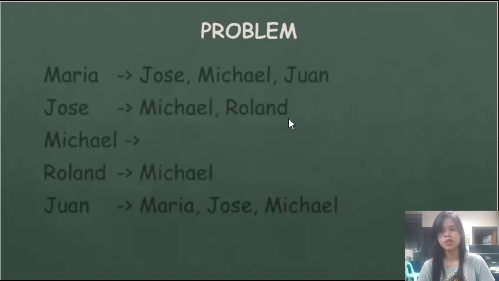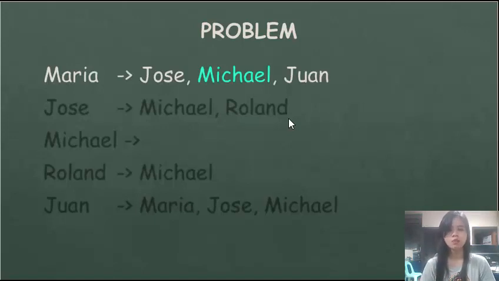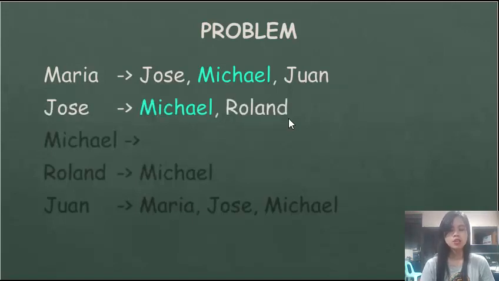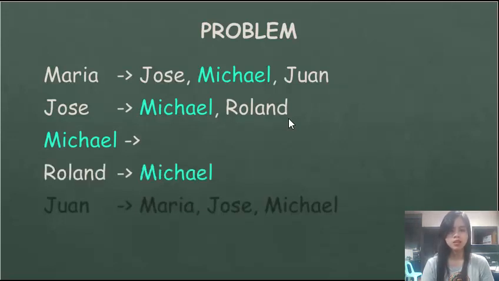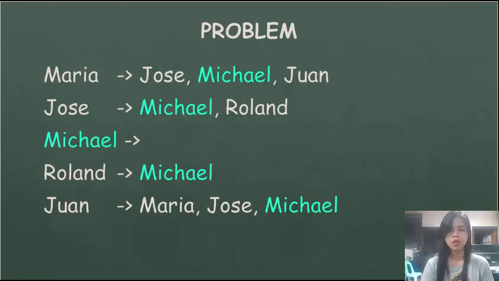There are 5 members in the party and their names are Maria, Jose, Michael, Juan, and Roland. Maria knows Jose, Michael, and Juan. Jose knows Michael and Roland. Michael knows nobody. Roland knows Michael. Juan knows Maria, Jose, and Michael. So as you can see, Michael is the celebrity of this problem, since Michael does not know anybody, but everybody knows Michael.